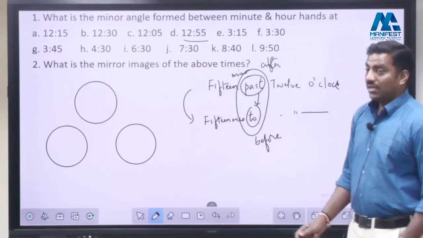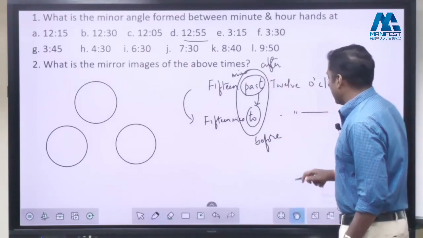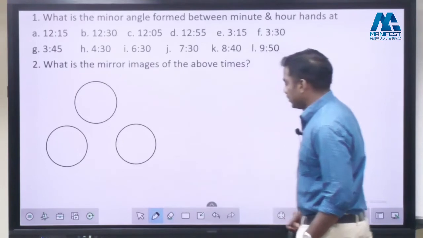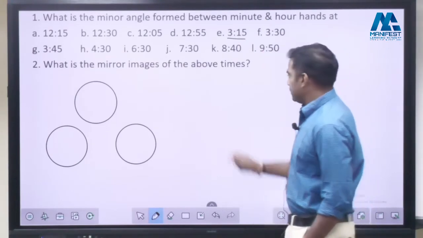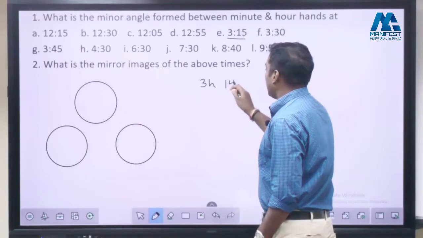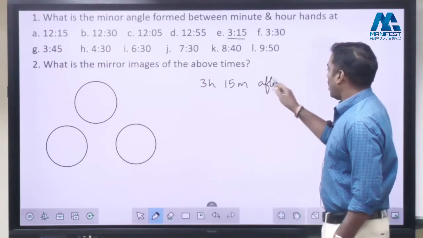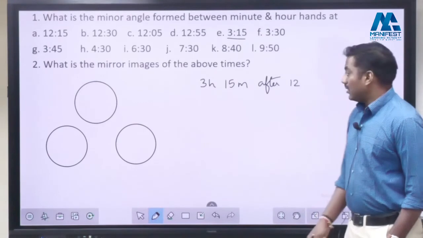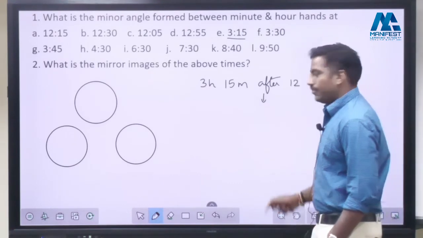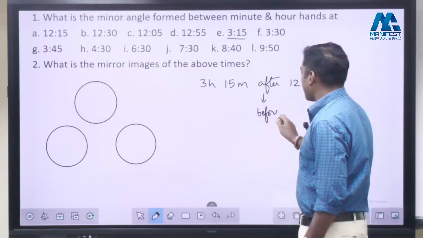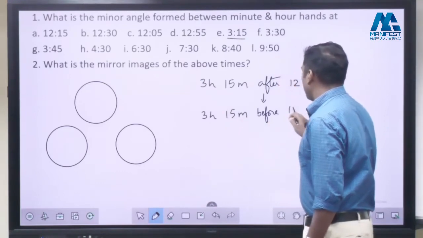Similarly, 3:15. See, here we don't depend upon 3, we have to depend upon 12. I'll tell you how to write for that also. This is what? 3 hours 15 minutes past 12, right? Or after 12, correct? 3 hours 15 minutes after 12. Now I am going to change this one to what? Before. Now what do we have to write? 3 hours 15 minutes before 12.